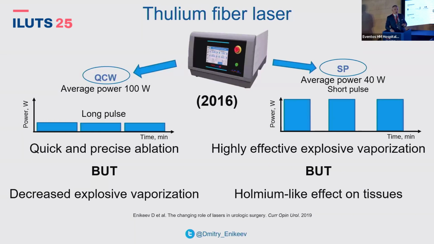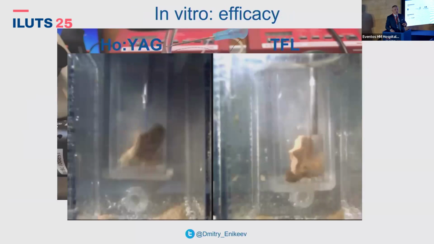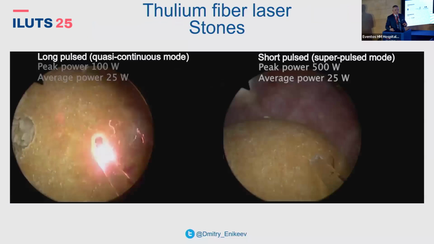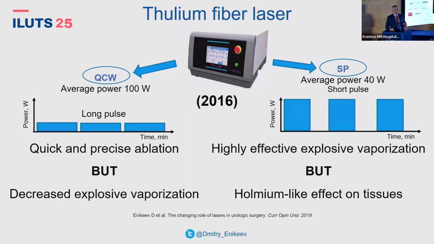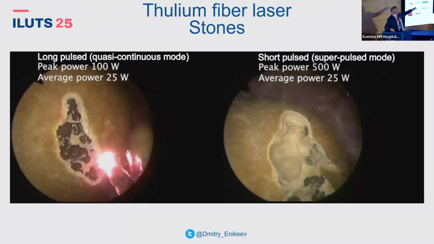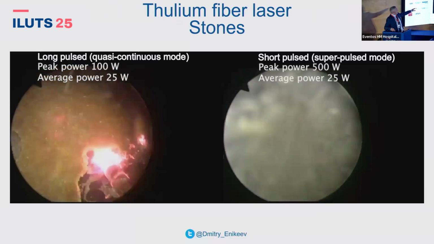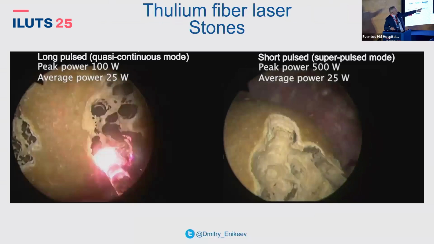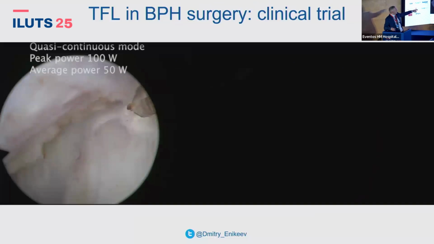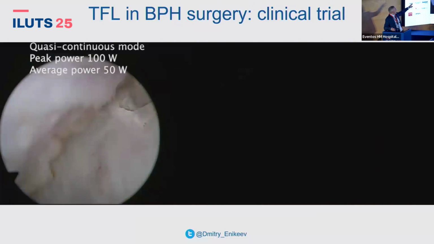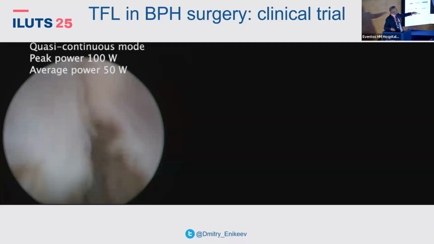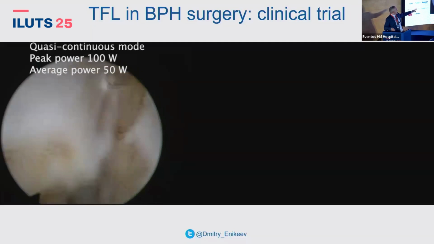Short pulse has a Holmium effect, and we can now clearly see that. For the stones, on the left picture here, you see the long pulse. It just ablates the stone. Absolutely not effective. Short pulse, effective lithotripsy. Vice versa on tissue. Here you can see the long pulse: effective, quick cutting, minimum carbonization, perfect hemostasis. This is how it looks.